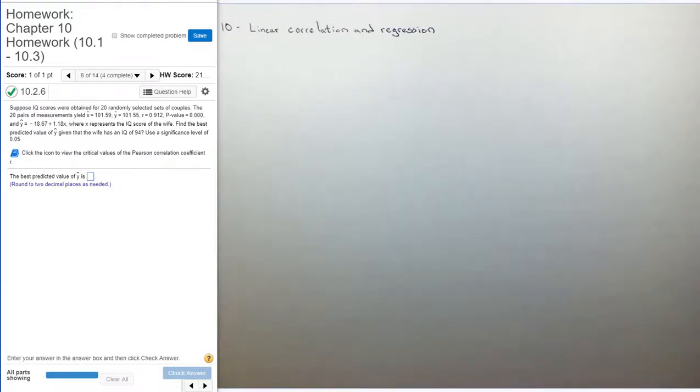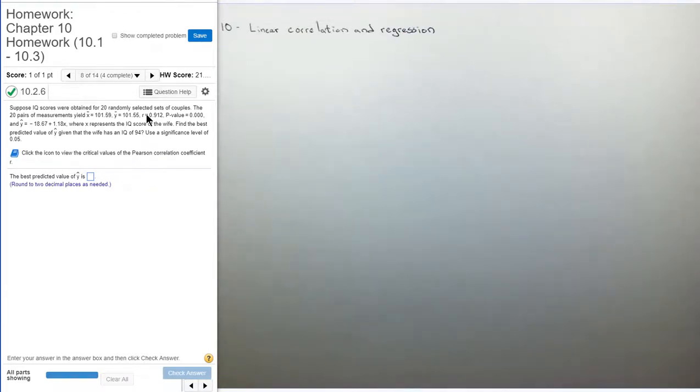So here's an example. Suppose IQ scores were obtained from 20 randomly selected sets of couples. The 20 pairs of measurements yield my X mean and my Y mean. These are still means. I have two different sets, my X axis and my Y axis, because what we're looking at here is a scatter plot.